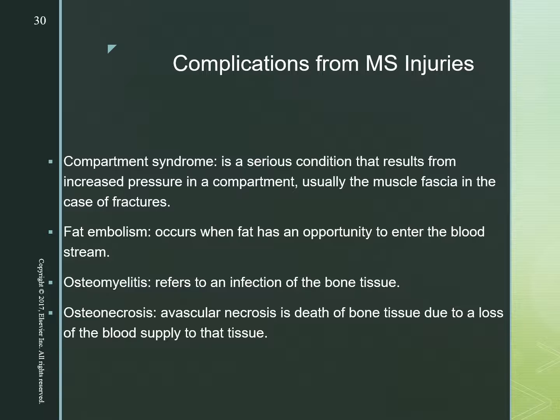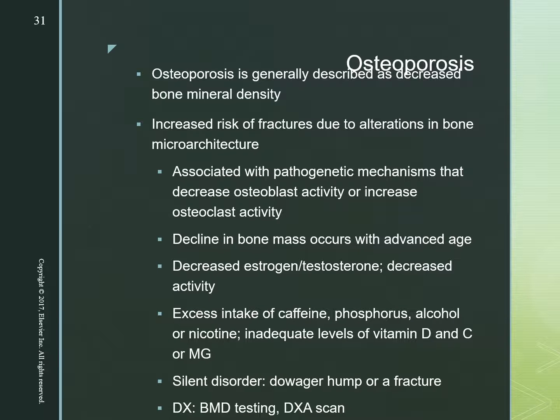Osteonecrosis, or avascular necrosis, is death of bone tissue due to a loss of the blood supply to that tissue. It can result from displaced fractures or dislocations. Surgical replacement of the necrotic bone or joint usually needs to take place. Osteoporosis is generally described as decreased bone mineral density. It's increased risk of fractures due to alterations in bone microarchitecture. It's associated with pathogenic mechanisms that decrease osteoblast activity or increase osteoclast activity.